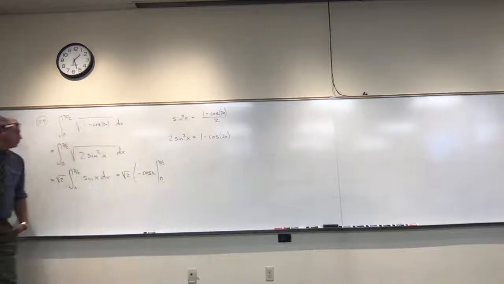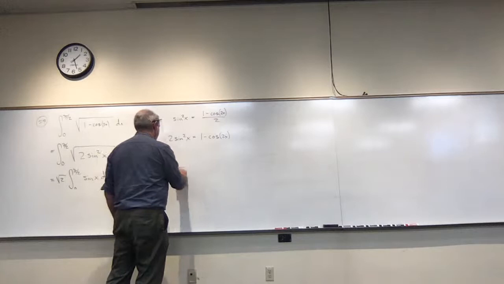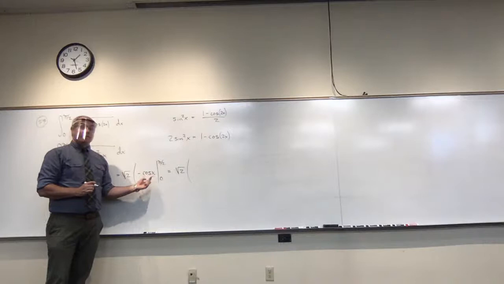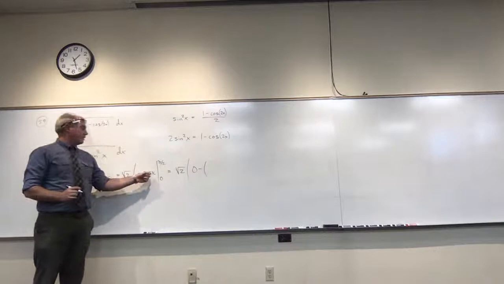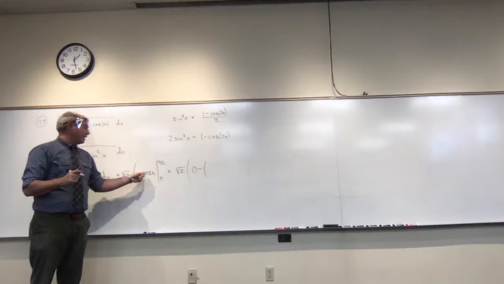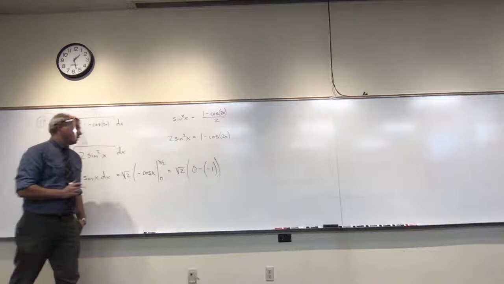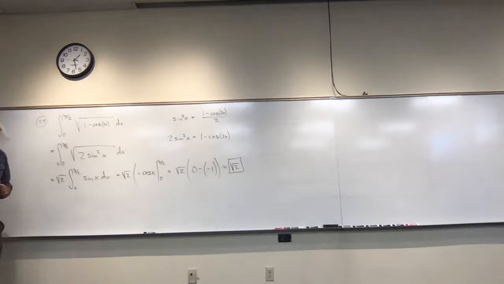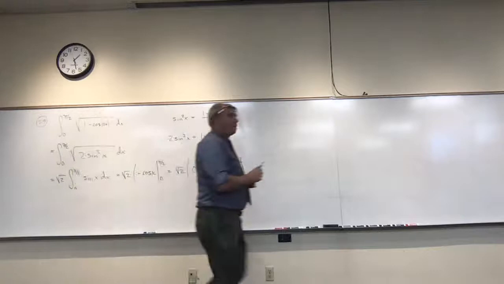All right. So this is equal to the square root of 2 times, if I plug in pi over 2, cosine of pi over 2 is what? Zero. Yeah, 0 minus, and then I plug in 0. Cosine of 0 is 1, but I have a negative, so I get negative 1. So I have 0 minus negative 1, otherwise known as 1. So this is just the square root of 2. Sound good? Cool. Other questions?